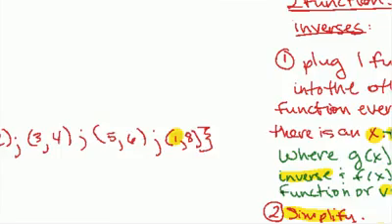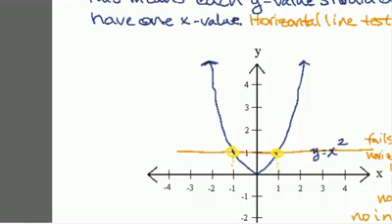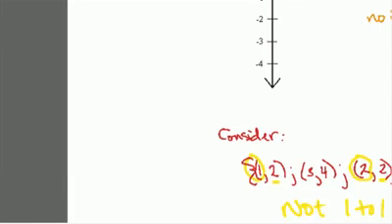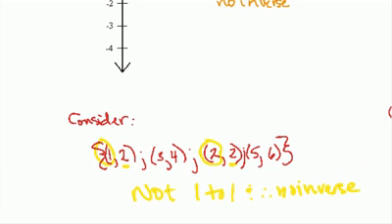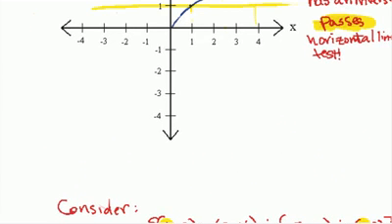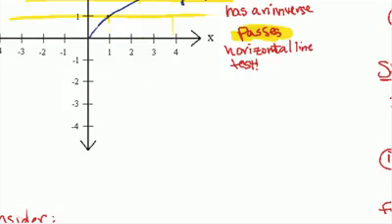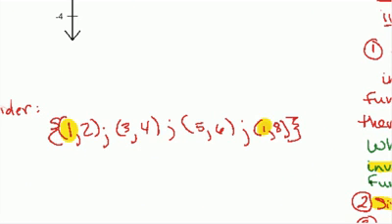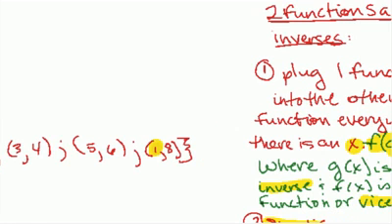Alright? So again, must be one-to-one to have an inverse, pass the horizontal line test. Also, if you're looking at a set, just see if the y values are repeated. If they are repeated, then therefore it has no inverse because it's not one-to-one. And this is an example of passing the horizontal line test. And here we have a passing of the sets that is a one-to-one set, in this case not a function.